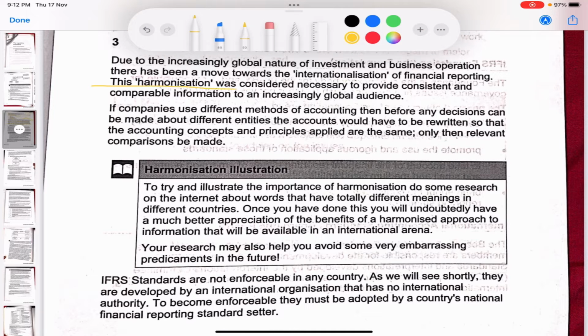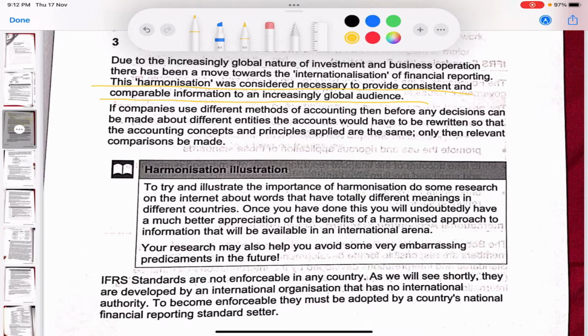This harmonization was considered necessary to provide consistent and comparable information to an increasingly global audience. So now every country and every company has a global audience. There are users from various countries, right? Times have changed. So that is why we need to have our financial statements in a format that we can compare across states, across countries.